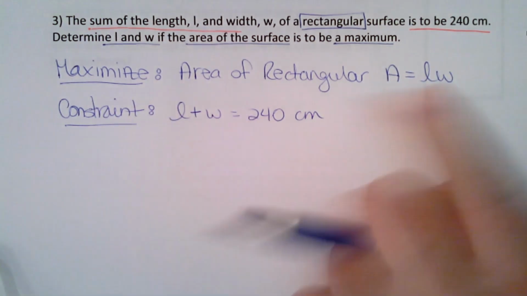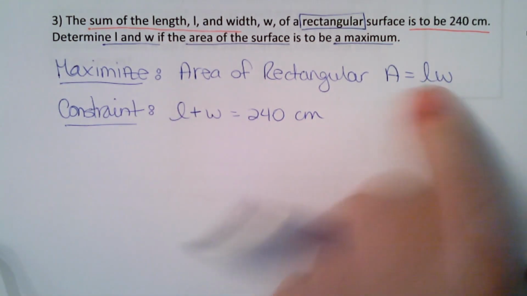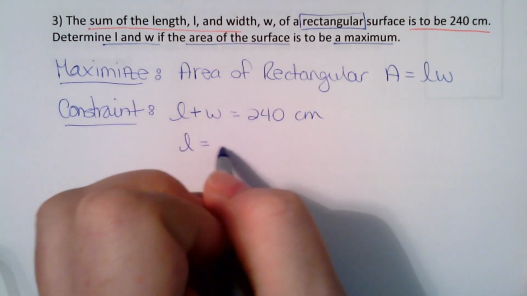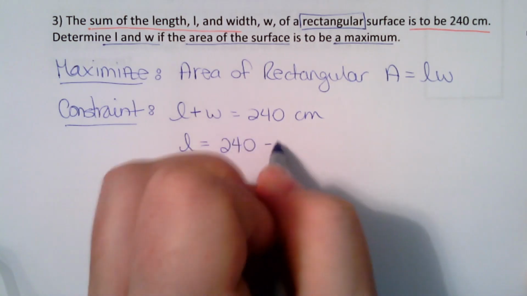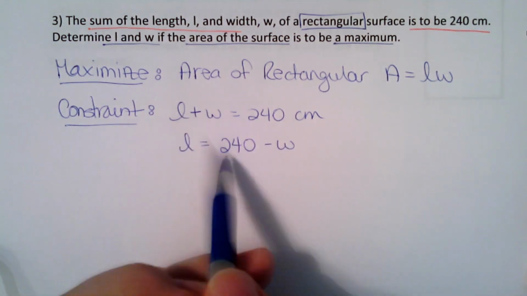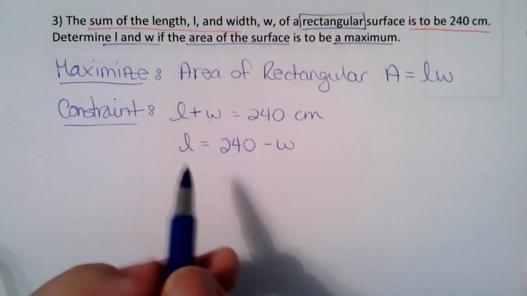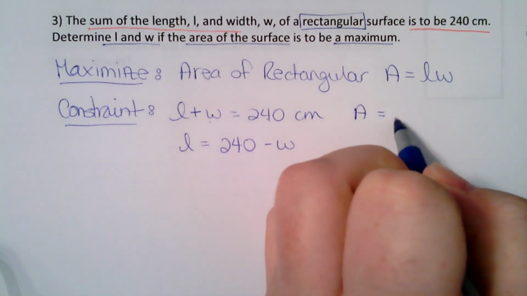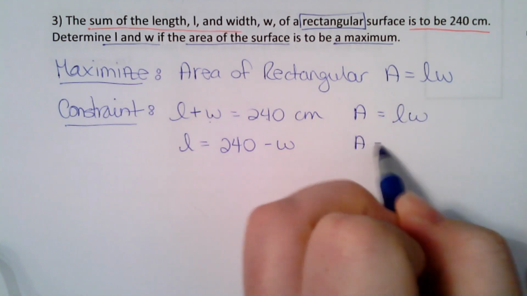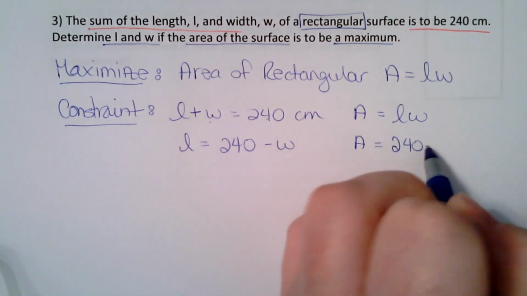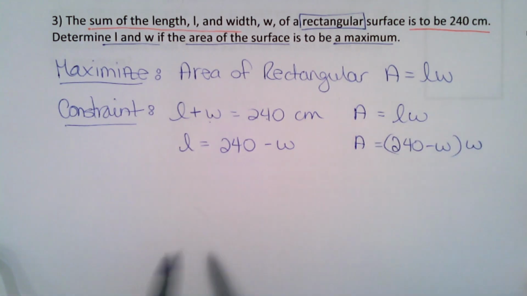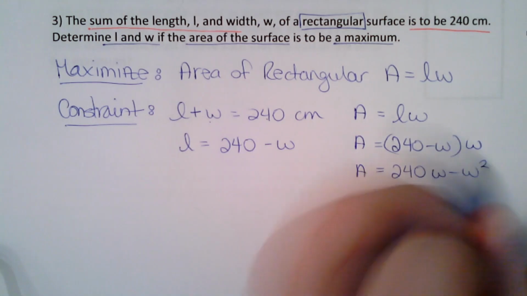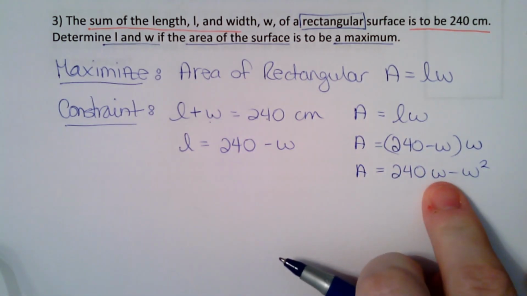So using that, we can get this formula down to one variable. So if I isolate for L, let's say, again, it doesn't matter, you can choose W or L, makes no difference. So if I decide that L is 240 minus W, okay, using that, I can sub that in so that I have a formula for area that just has W.